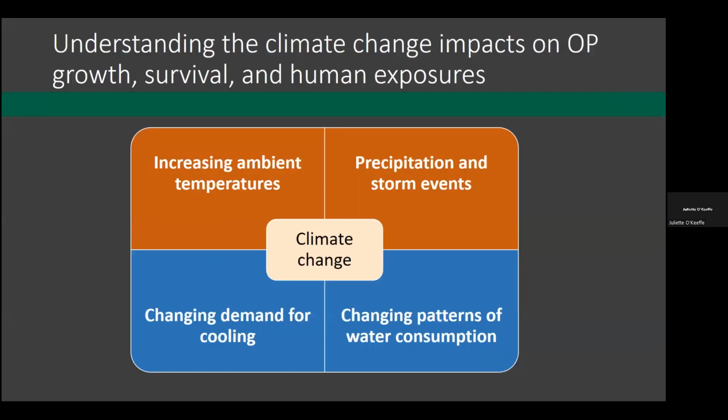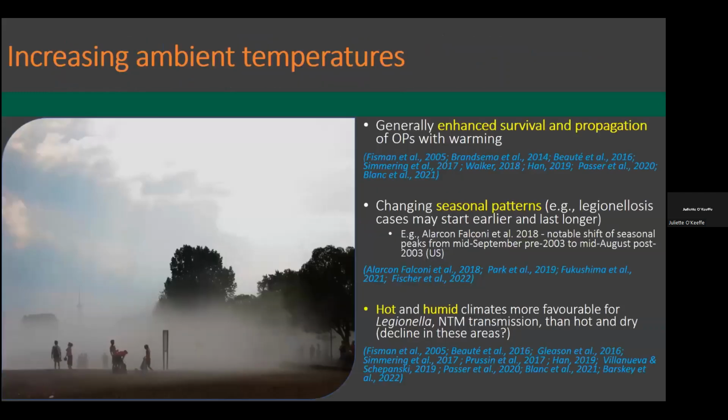So across these kind of issues, the environmental factors and the ambient conditions really look at the increasing ambient temperatures and seasonal effects and precipitation and storm events. But we also wanted to look at how human and built environment factors might affect things like exposure. So changing demands for cooling or changing patterns of water consumption. And so I'll go through each of these in a little more detail.